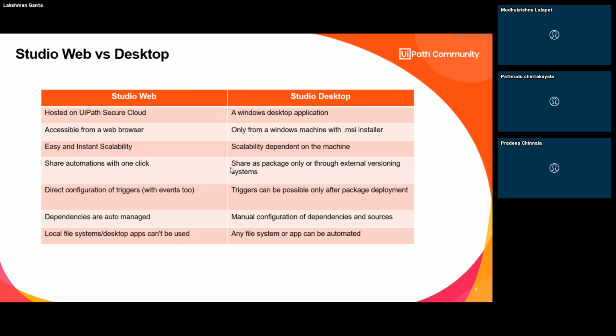After the package is completed and published, then only we can create the triggers. In studio web, all the dependencies are auto managed. We can just drag and drop the activities, so automatically all the required packages will auto populate, no need to install any packages. But in studio desktop application we need to install dependencies. Let's say if we are using excel activities, we need to install UiPath.Excel.Activities. If you are interacting with any particular UI, we need to install UiPath.UIAutomation. Like this, in Studio Desktop, we need to install all the dependencies. But in Studio Web, automatically all the dependencies will be managed. I will show you those things.